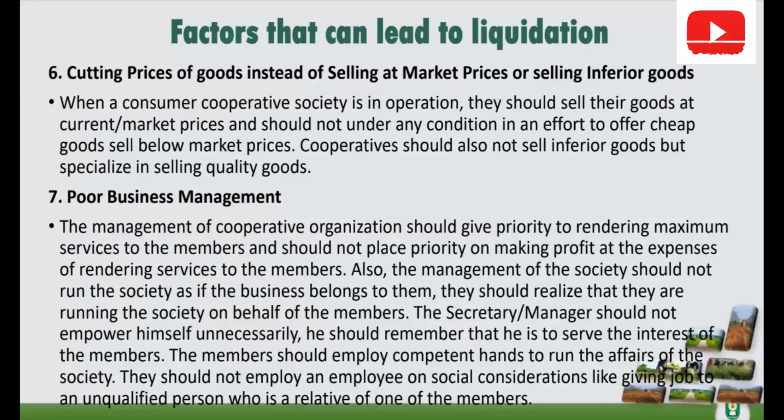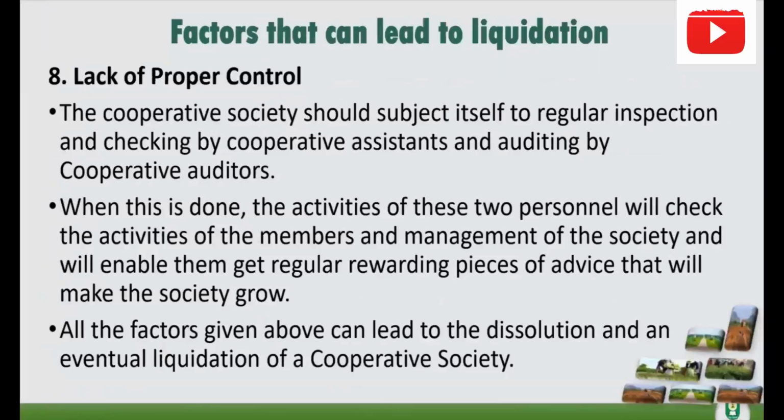Number 8, lack of proper control. The cooperative society should subject itself to regular inspection and checking by cooperative assistants and auditing by cooperative auditors. When this is done, the activities of these two personnel will check the activities of members and management of the cooperative society and will enable them get regular pieces of advice, which will make the society grow. All the factors given above can lead to the dissolution and eventual liquidation of a cooperative society.